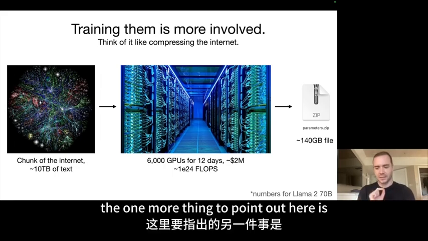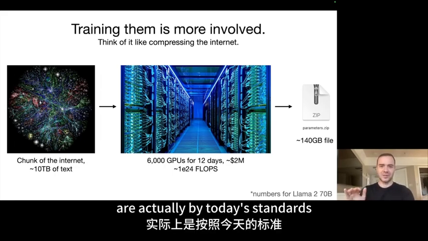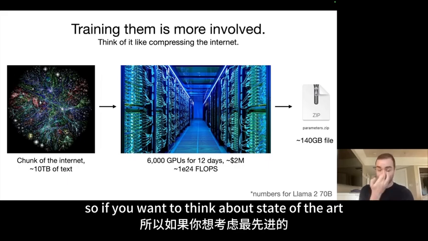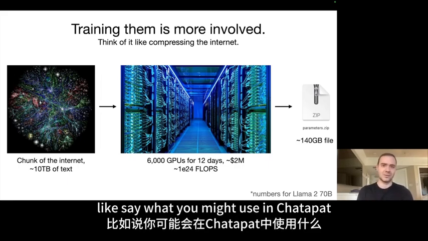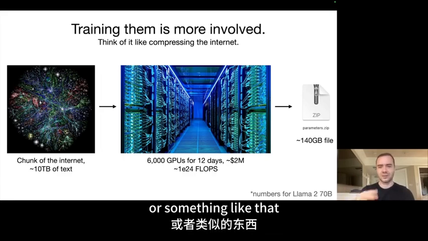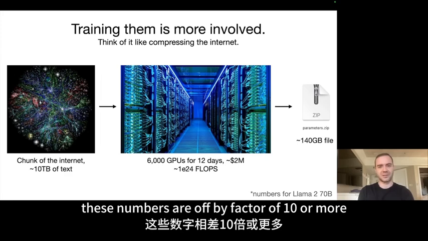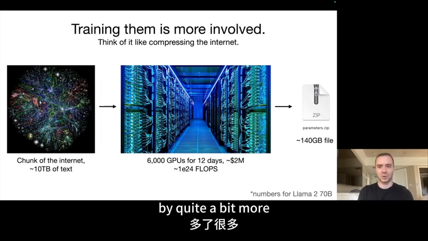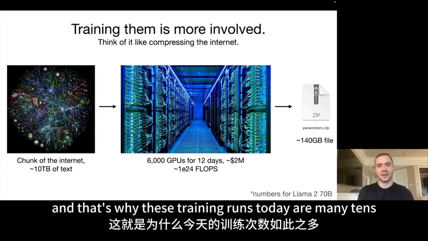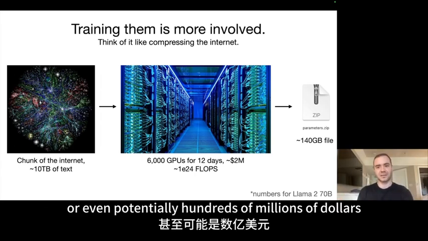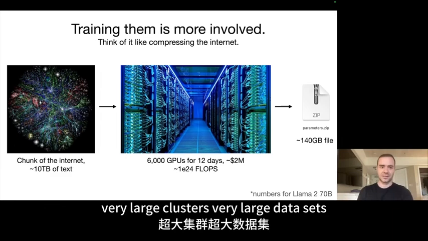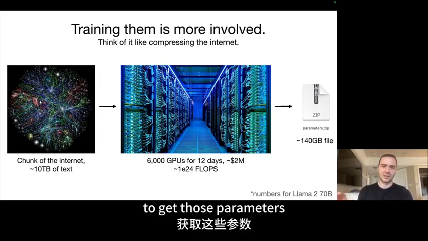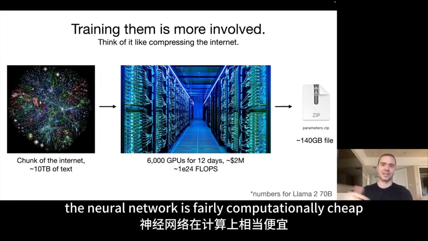One more thing to point out here is these numbers are actually, by today's standards of state-of-the-art, rookie numbers. If you want to think about state-of-the-art neural networks, like what you might use in ChatGPT or Claude or Bard, these numbers are off by a factor of 10 or more. So you would just start multiplying by quite a bit more. That's why these training runs today are many tens or even potentially hundreds of millions of dollars, with very large clusters and very large data sets. This process is very involved to get those parameters. Once you have those parameters, running the neural network is fairly computationally cheap.